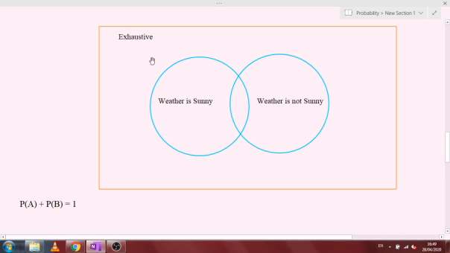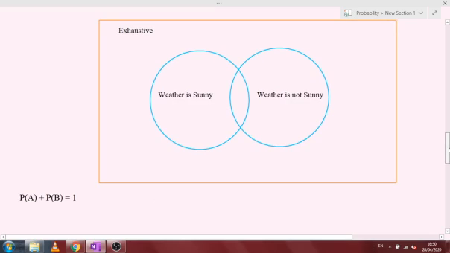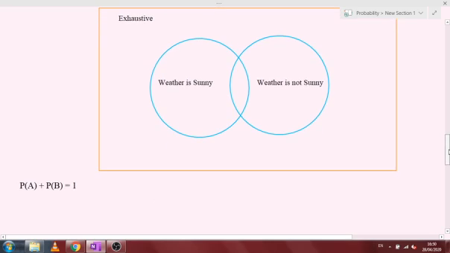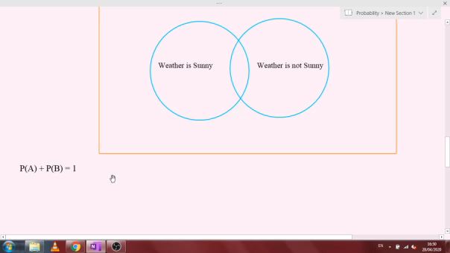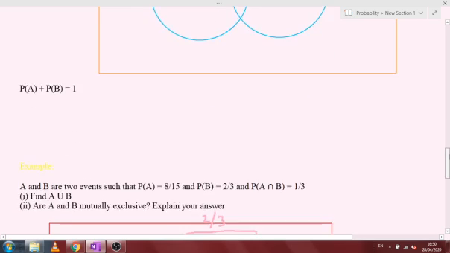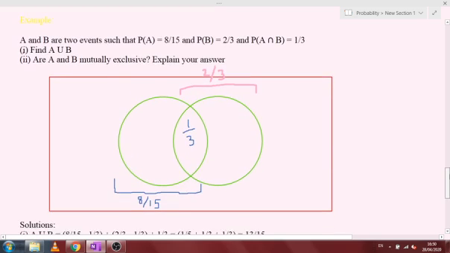we have exhaustive. So exhaustive is all cases. So a simple one: the weather is either sunny or it's not sunny. There's no other option it could be. In this case, we have the probability of A plus the probability of B equals 1. So all of the options have to add up to be 1. That's your certain probability. So that's exhaustive. That might be a little bit mutually exclusive as well, but this is your key thing here for the probability equals 1.